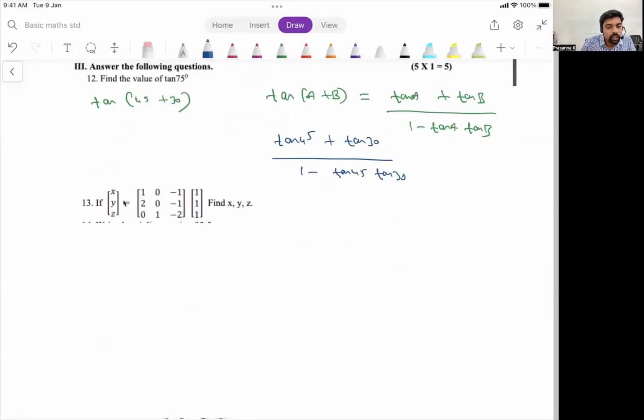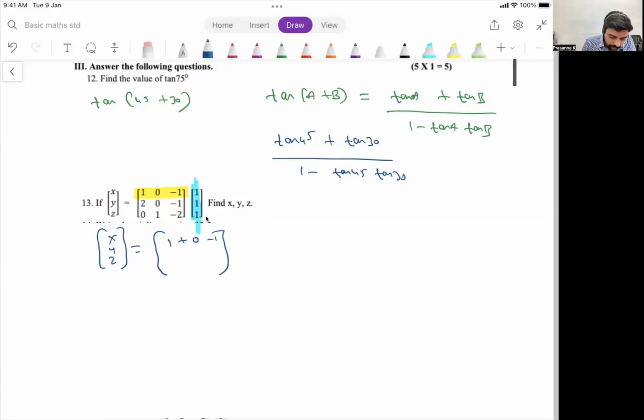Then 13th question, we need to find the value of xyz. So this is simple multiplication of matrices. In case of multiplication of matrices, you have to multiply the rows and then columns. So here the first row is 1 0 minus 1, and there is only one column here, that is 1 1 1. This is the only column. So you have to multiply rows and then columns here. So xyz equals multiply rows and columns. First row into first column. If you multiply that, you will get 1 into 1 is 1 plus 0 into 1 is 0 minus 1 into 1 is minus 1.